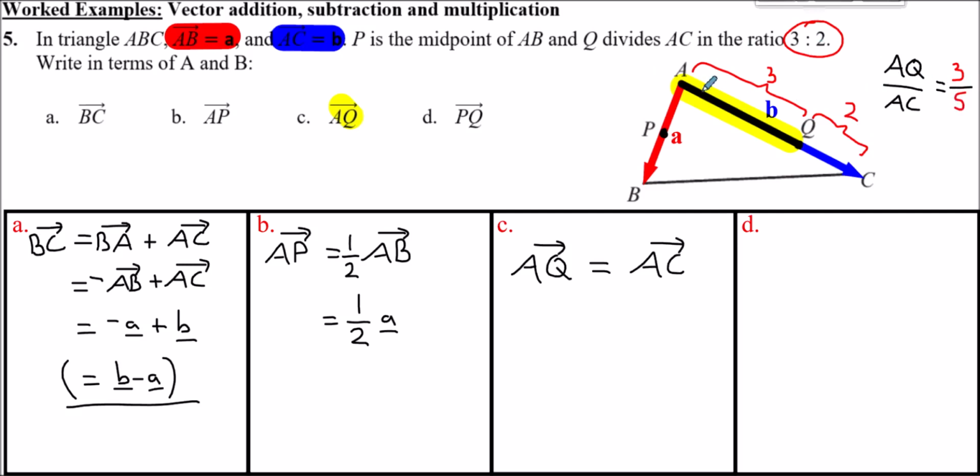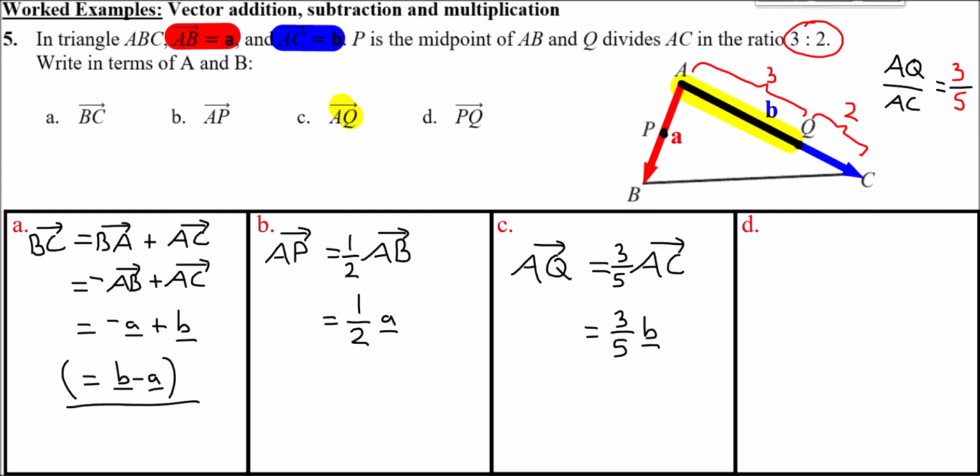So in plain English, from A to Q is just 3/5 of the total length as we go from A to C. And so AQ, we only need 3/5 of the length from A to C. Now in vector form, because from A to C is given by vector B, we can write this as 3/5 of B.